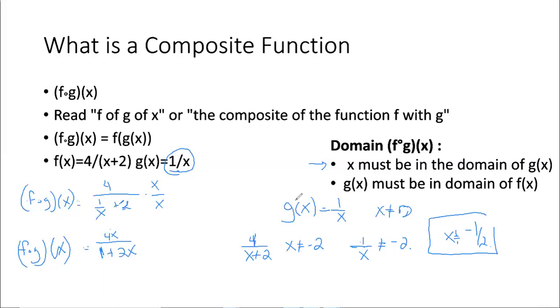So this is the value that gives a g of x that's not in the domain of f of x. And this is the value where x is not in the domain of g of x. Okay, so we have to look at both of those. If we want to write the domain of this, we need to exclude -1/2 and 0. So we're going to start at -infinity, go all the way to -1/2, and then from -1/2 to 0, and then from 0 to infinity.